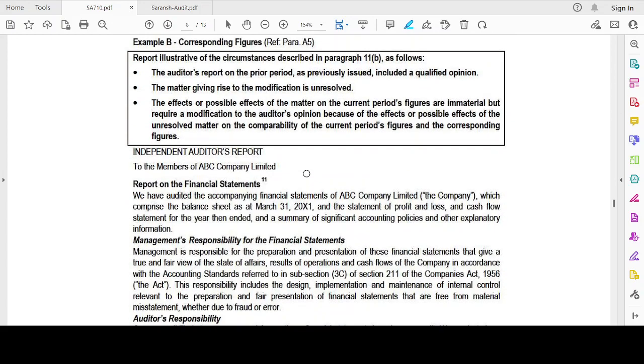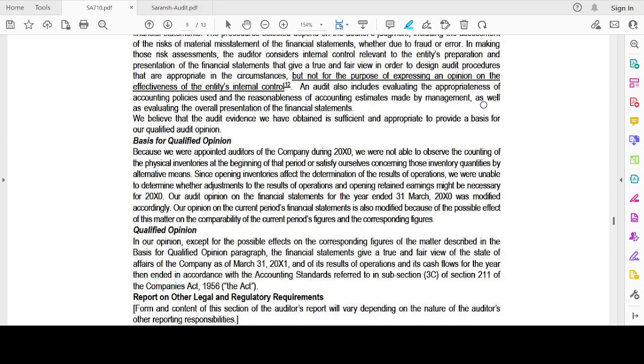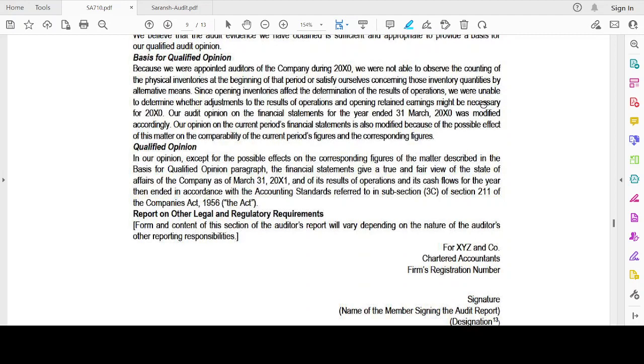For example, now corresponding figures. Here it is a prior period qualified opinion. Modifications are unresolved, but it is immaterial. Then we state that because we were appointed as auditors of the company during 2080, we were unable to observe the counting of physical inventories at the beginning of that period or satisfy ourselves concerning those inventories by alternative means.